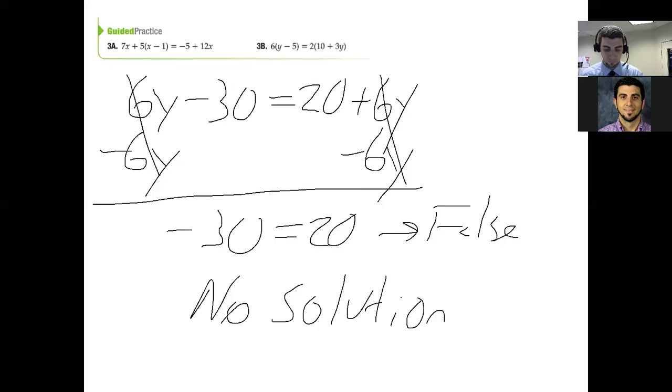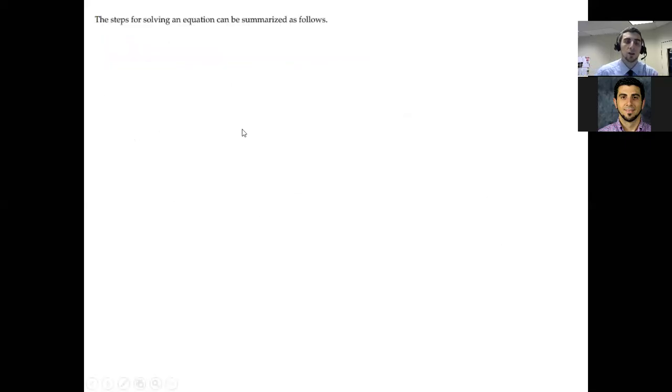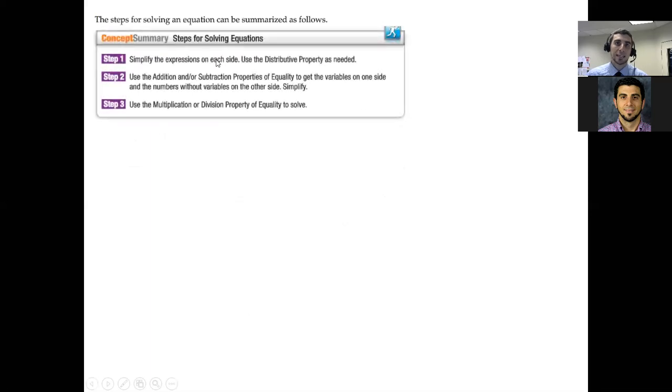All right. So here's the steps for solving an equation. First, simplify the expression on each side. Use the distributive property if you need to. Then use the addition or subtraction property of equality to get your variables on one side and your numbers without variables on the other. Those are called constants. And then use the multiplication or division property of equality to solve.